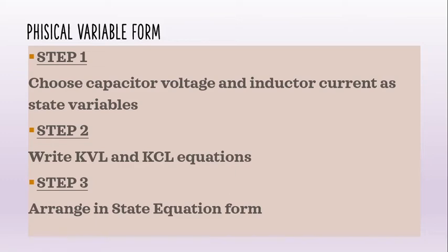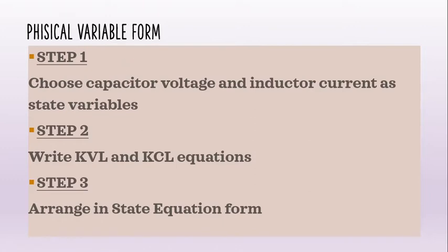Hello everyone, today we are going to discuss physical variable form of state space. Now physical variable form is generally asked for a system. The system is given in the form of a circuit, electrical network, or a mechanical system. Now it will be as follows.